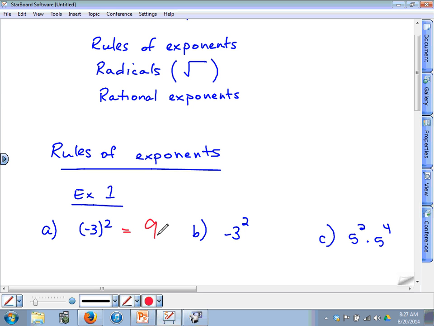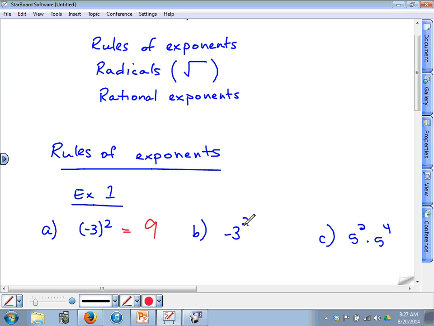is +9. Okay? And the reason I did this, I know they both look pretty much the same, but you need to realize there's a big difference here. The difference is what's being squared. This is the exponent, correct? What's being squared here? -3 is being squared. Part B is different. Here's the exponent. What's being squared? 3 is being squared. Okay? The negative is not being squared. It's not being raised to the second power.